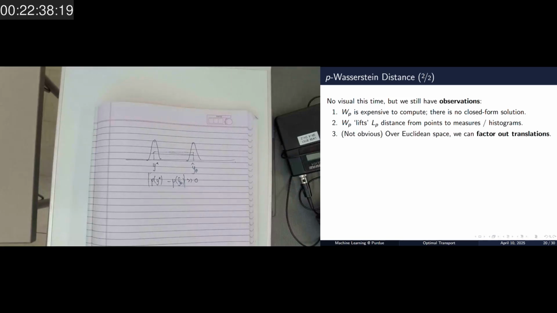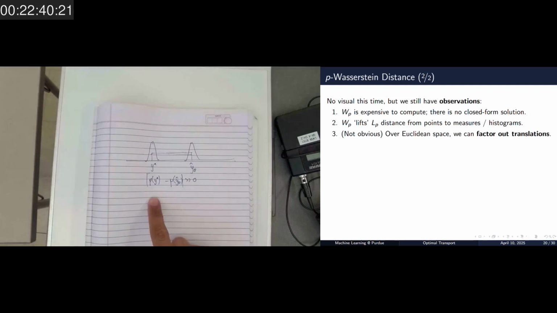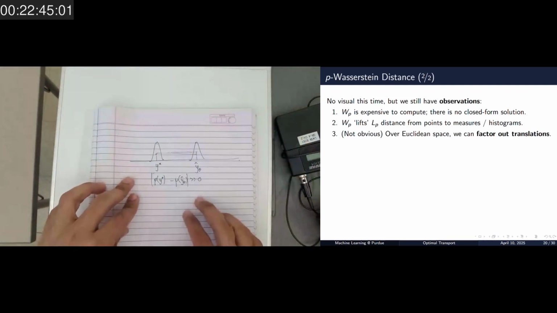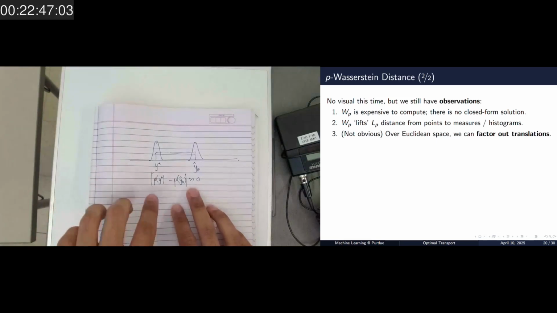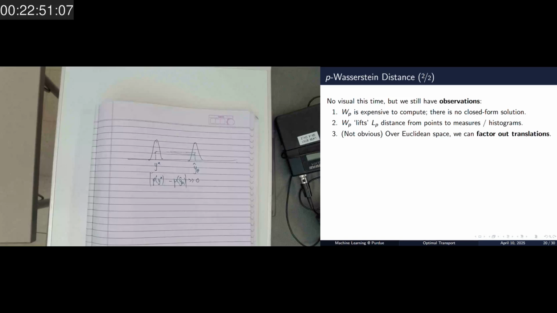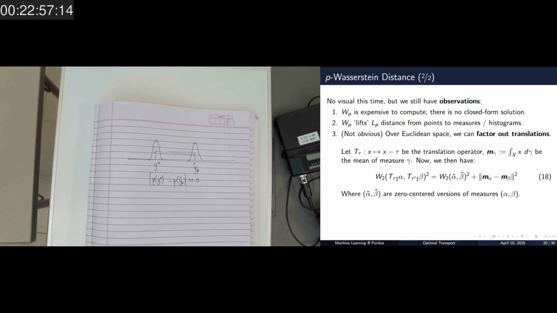And then the third one, which is the not obvious one, but more exactly encodes the intuition that we were discussing from this part: over Euclidean space, we can effectively factor out translations. So let T_tau be some translation operator. We compute the expectation over the measure, or mean over the measure.